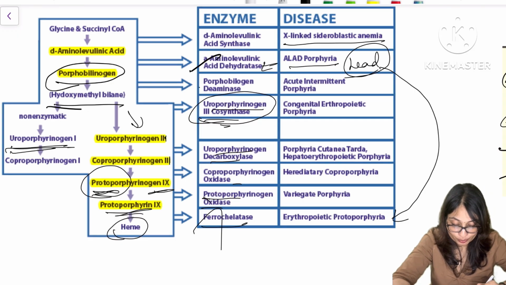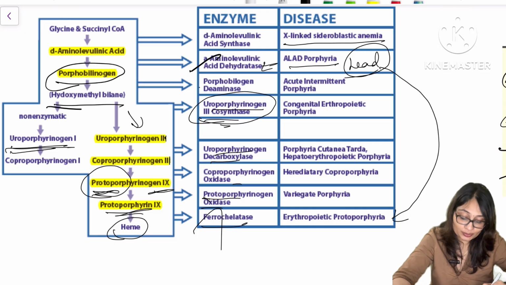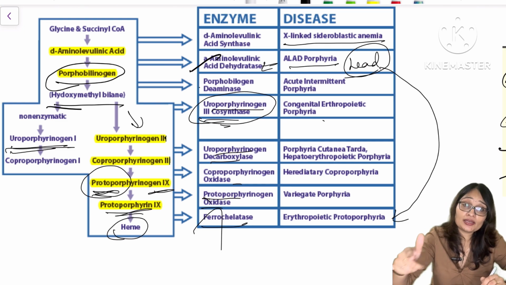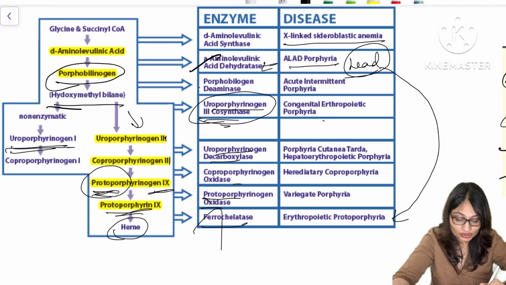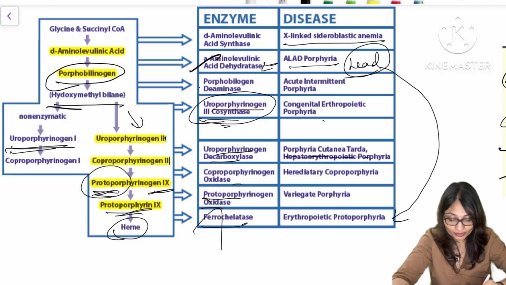Porphobilinogen deaminase is acute intermittent porphyria. Uroporphyrinogen III cosynthase is congenital erythropoietic porphyria. Uroporphyrinogen decarboxylase is porphyria cutanea tarda, and in the case that was given to us, it was the same thing, PCT.